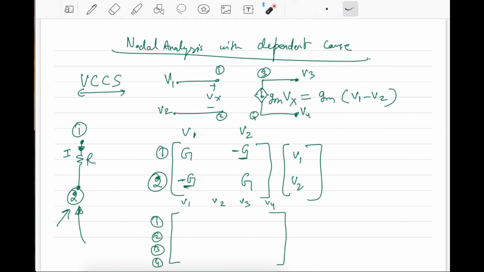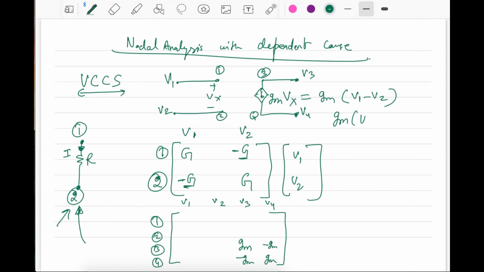Yes, sir. So what you will do is write for node 3 and node 4 the values of V3 and V4. Here you see it will be GM, then minus GM, and GM like this. Will it be or not? Or am I creating any problems here?